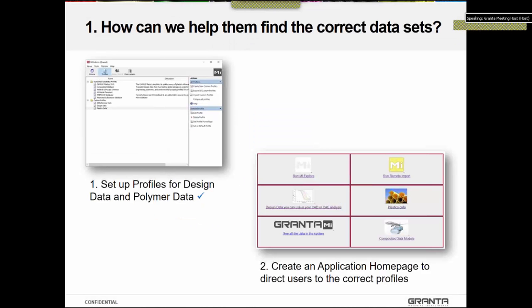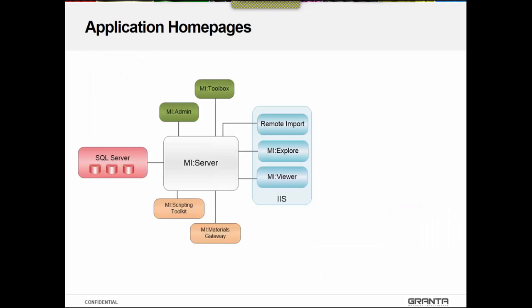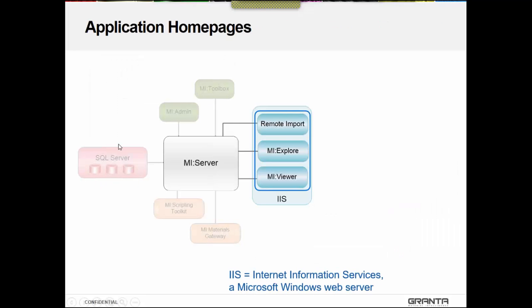Now that we've got them in the correct datasets, we're going to go on and create an application homepage for them. So this is their landing page which will direct them to the correct profile. If you look at our Granta MI system, you can see that we have admin and toolbox, we have the scripting toolkit and gateway, but we also have our web-based tools like remote import, explore, and viewer. All of these guys live in what's called IIS, which is a Microsoft-based web server system.